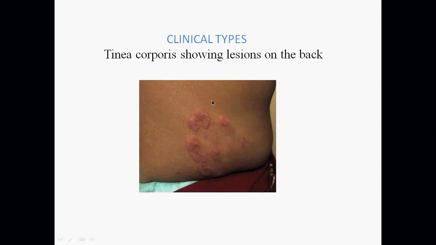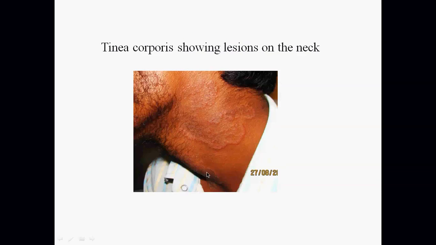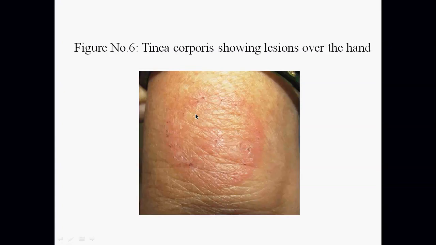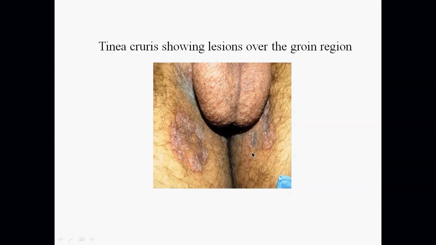So this is a Tinea corporis which is present on the skin of the back. You can see all these fungal lesions. This is again another lesion of tinea which is present on the neck. These are erythematous fungal lesions which you can see, which are very well demarcated over here. Now this is another fungal infection picture where you can see this fungal lesion on the hand. So Tinea corporis present on the hand.